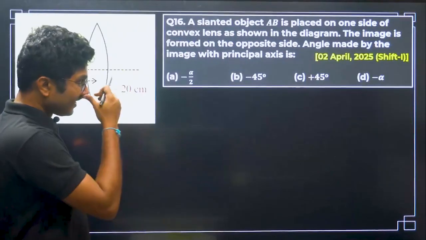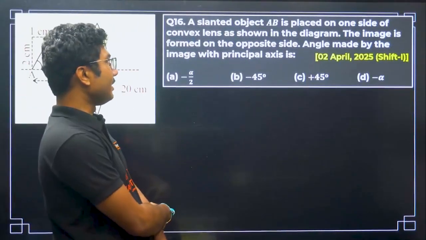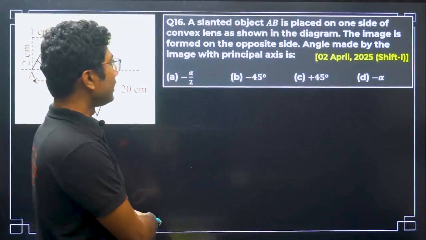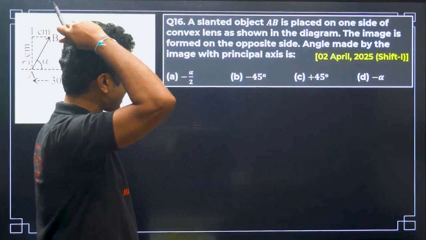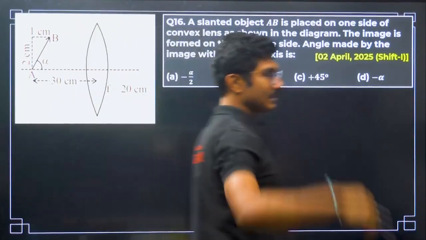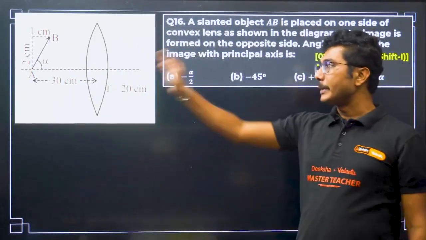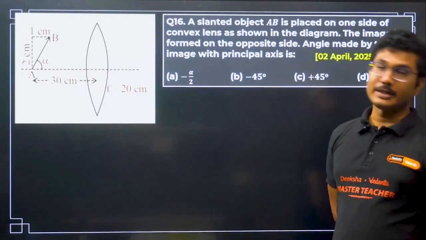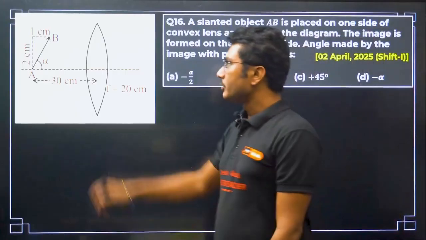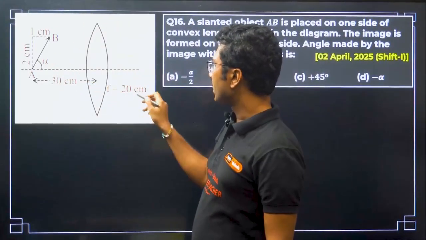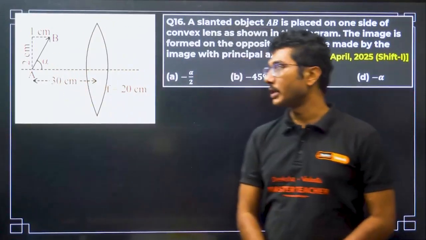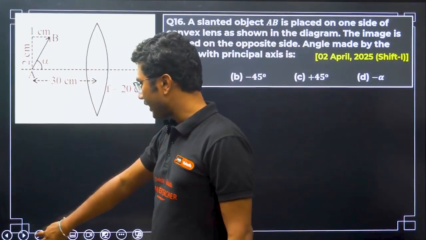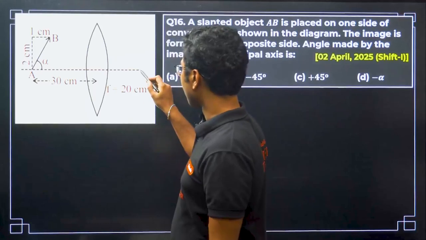Next question. A slanted object AB is placed on one side of a convex lens as shown in the diagram. The image is formed on the opposite side, angle made by the image with the principal axis is. Now, this is a very interesting question, typical JEE question. This question will not come in KCET, but if you are preparing for JEE, this is very, very important. Okay. So, this is the object, this is the convex lens, focal length is 20 centimeter, the distance is more than focal length. So, the image will be formed somewhere on the right hand side, and it will look like this.